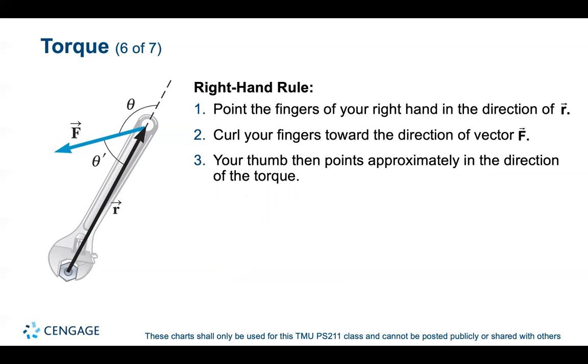So torque is a vector perpendicular to the plane determined by the position and force vectors, as illustrated in the figure. The direction can be determined by the right-hand rule. Just to reflect this again, you point the fingers of your right hand in the direction of R, you curl your fingers towards the direction of vector F, and your thumb then points approximately in the direction of the torque. So in this case, it's coming out of the screen.